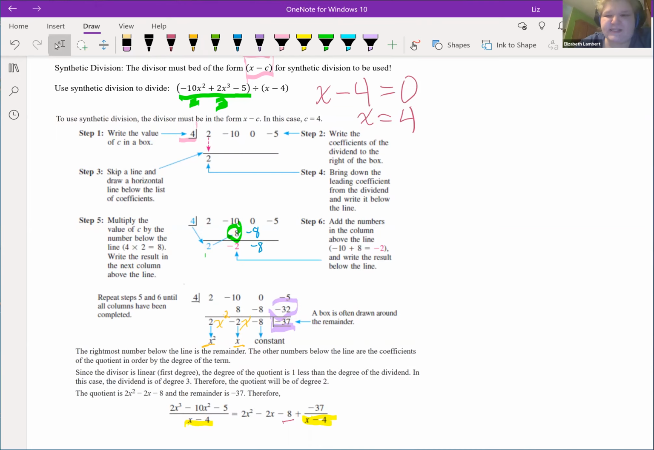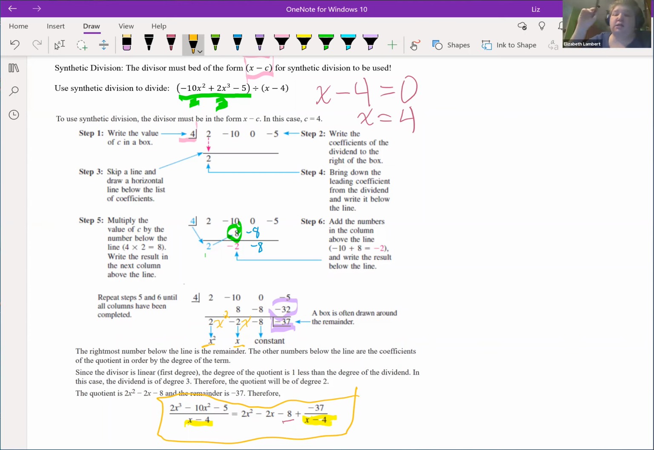All right, so you got to get the setup, drop down the first number, then multiply, add, multiply, add, multiply, add, multiply, add, however many times, box off your remainder, translate it back into an algebraic answer. So don't give me 2 minus 2 minus 8 minus 37 as an answer. That's a bunch of numbers strung together. It doesn't mean anything to me. You have to be able to take it back to this form.